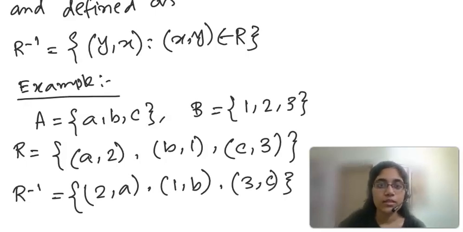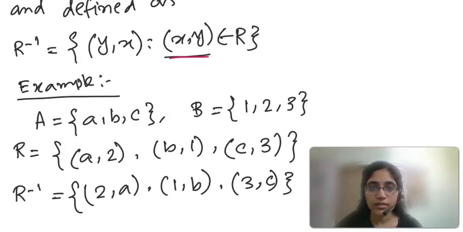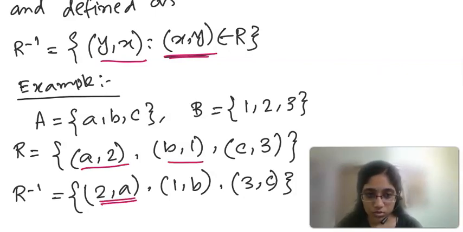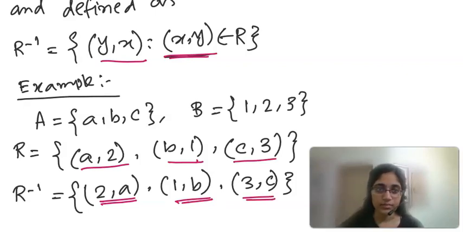Because from the definition you see that if (x, y) belongs to R, then (y, x) belongs to R inverse. So here (a,2) belongs to R, so (2,a) should belong to R inverse. (b,1) belongs to R, that's why (1,b) will belong to R inverse, and (c,3) belongs to R, that's why (3,c) will belong to R inverse.